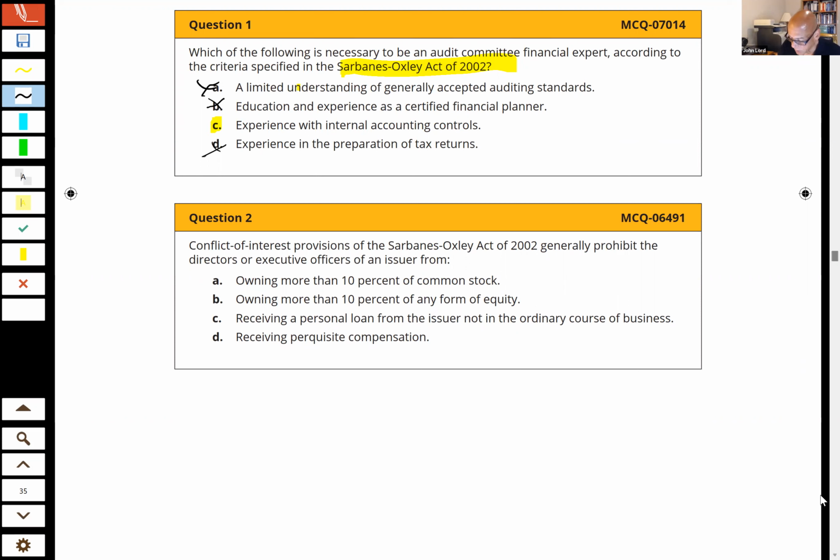Okay, it looks like everyone's had a chance to look at this one, so I'm not going to delay sharing the results. And again, we're around 77%. Don't use your imagination unless I tell you to. The only one that we talked about here was receiving personal loans that are not in the ordinary course of business. That is not okay for executives and officers. The rest of these, if you selected those, were pure figments of your imagination that you pulled out from somewhere. So be careful.